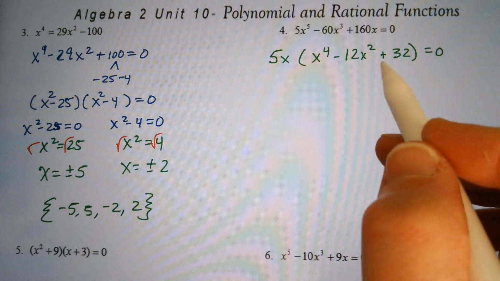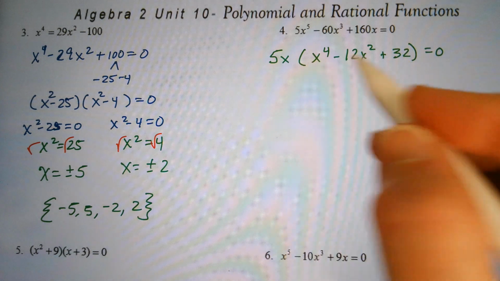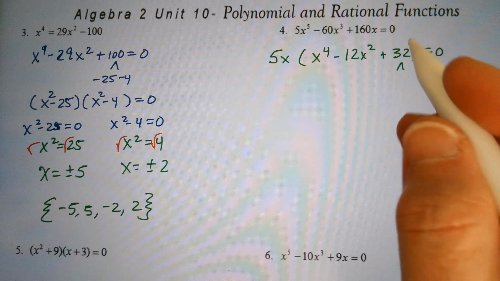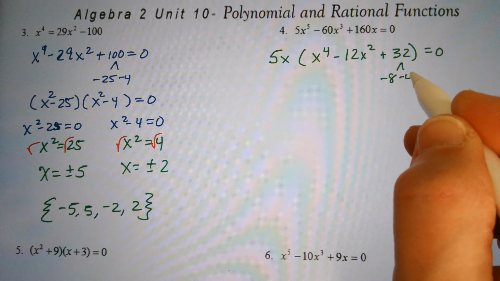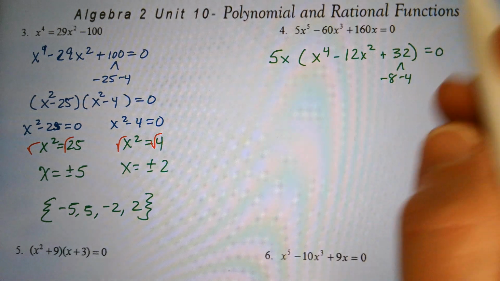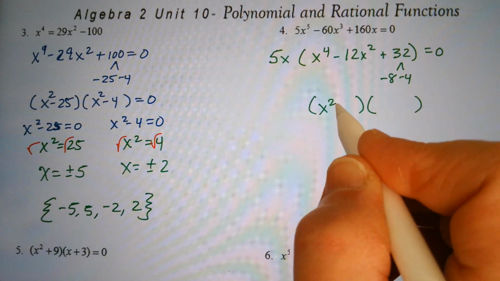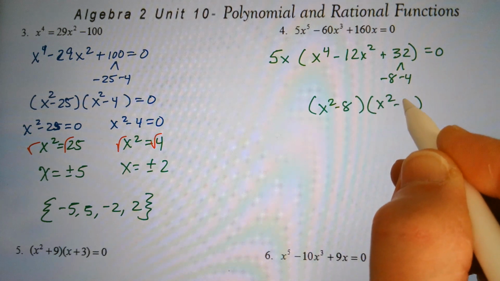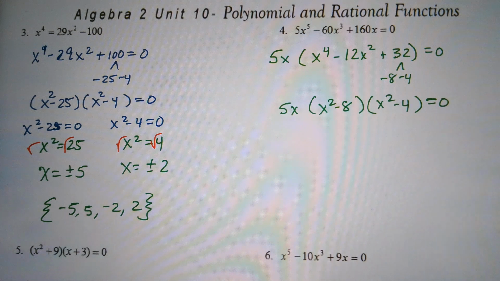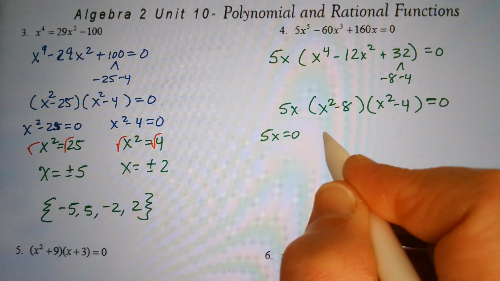Inside parentheses here, we have three terms, a trinomial, with a leading coefficient of 1. The factors of 32 that sum to -12 are -8 and -4. That's an x to the fourth, so when we write our two binomials, we would like to write x squared minus 8 and x squared minus 4. Bring down the 5x and it equals 0. And now set each factor equal to 0.